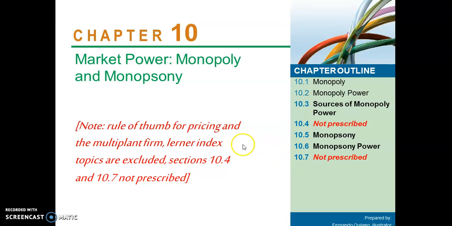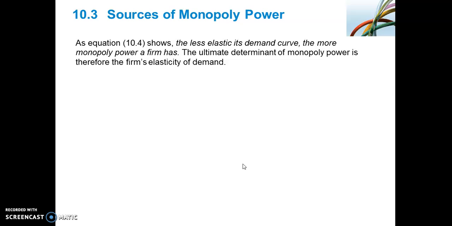And then also the rule of thumb for pricing, the multi-plant firm, and the Lerner index are not included in your chapter 10. So those particular sections are also excluded from 10.1 and 10.2. So we'll continue with sources of monopoly power.